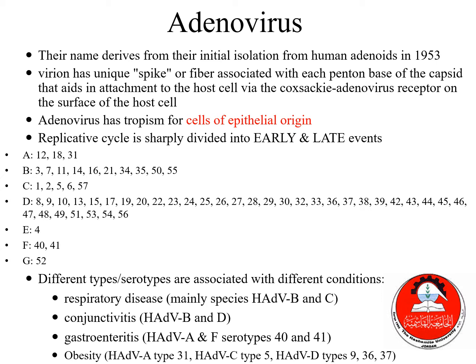The adenovirus has tropism for cells of epithelial origin, so as we're going to see later, it is associated with clinical manifestations in multiple locations in the body, especially respiratory tract infection, conjunctivitis, gastroenteritis, meningitis, and cystitis. All these can be manifestations of the adenovirus.